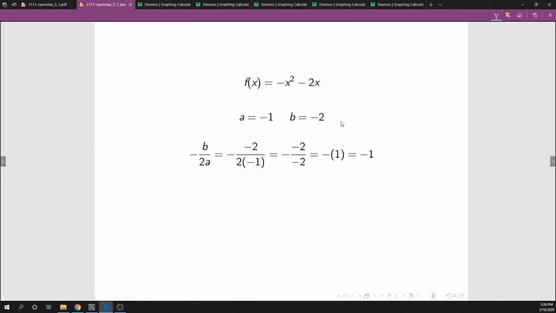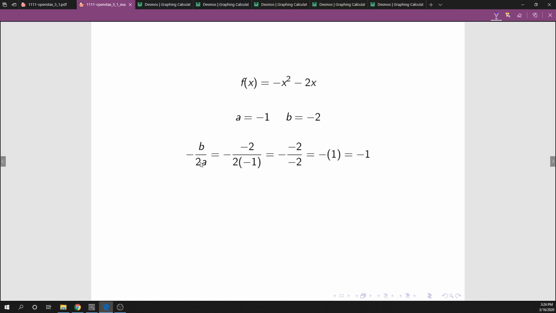All right, and now we know that the x coordinate is -b over 2a. So that minus out front still stays there, and I'll also have a -2 for b. Okay, and then 2 times a, which is -1. And then just start working through that. On the bottom I get 2 times -1 is -2. -2 divided by -2 is a +1, and then the opposite of 1 is -1. So that's the x coordinate of the vertex.